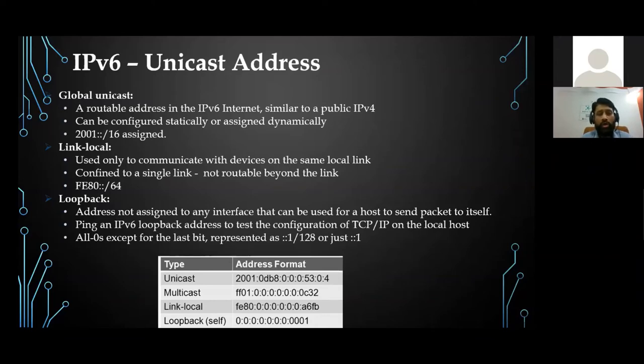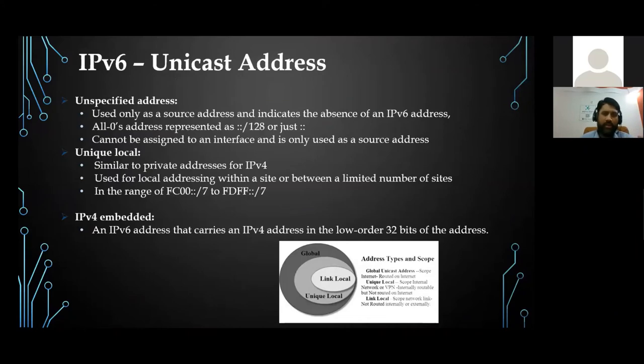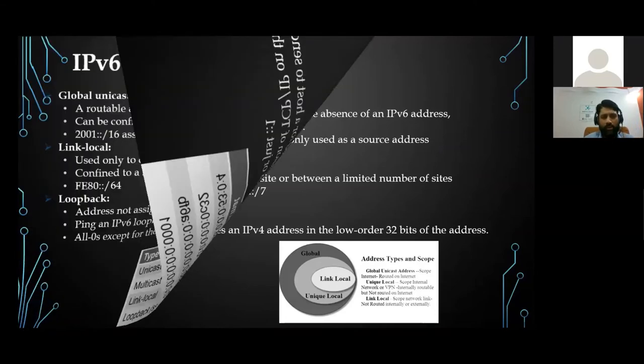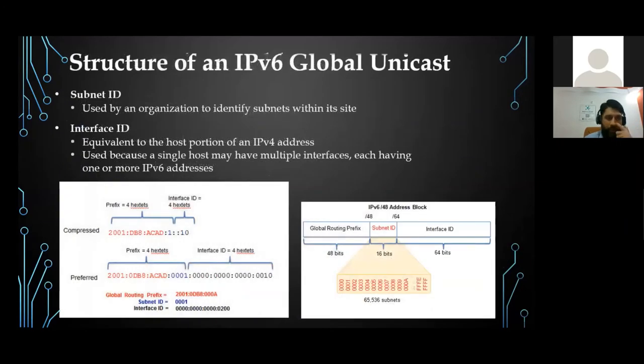So these three are very important. Then unique local is like a private address. These are some examples which are very rarely used. Unspecified is when you don't have IPv6. I am more focused on these three, because we will be doing a lab regarding global unicast, link local, and loopback.